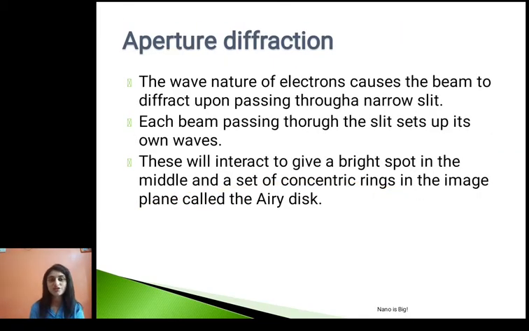Next is aperture diffraction. The wave nature of the electron causes the beam to diffract upon passing through a narrow slit. Each beam passing through the slit sets up its own waves. These will interact to give a bright spot in the middle and a set of concentric rings in the image plane, which is called the Airy disk.